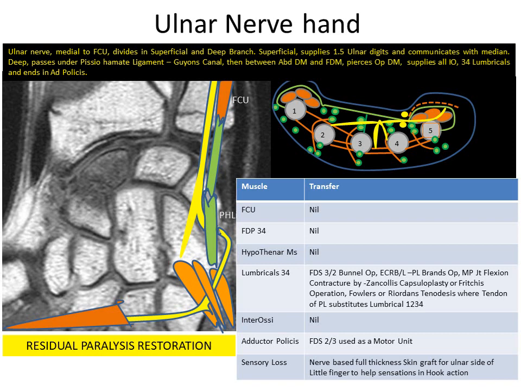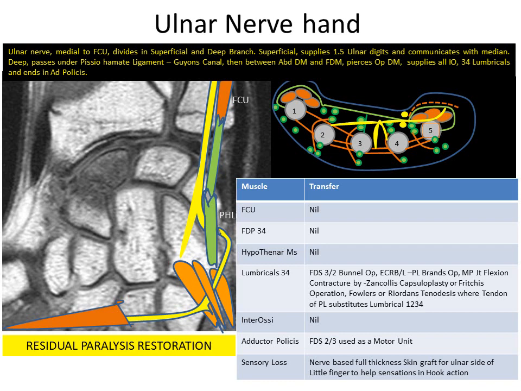Now here you see the ulnar nerve, which is medial to the flexor carpi ulnaris, which divides into the superficial and deep branch. The superficial supplies 1.5 ulnar digits and communicates with the median. The deep passes under the pisohamate ligament, which is called as the Guyon's canal, then between abductor digiti minimi and flexor digiti minimi, pierces the opponens digiti minimi, supplies all interossei, 3-4 lumbricals, and ends in adductor pollicis.